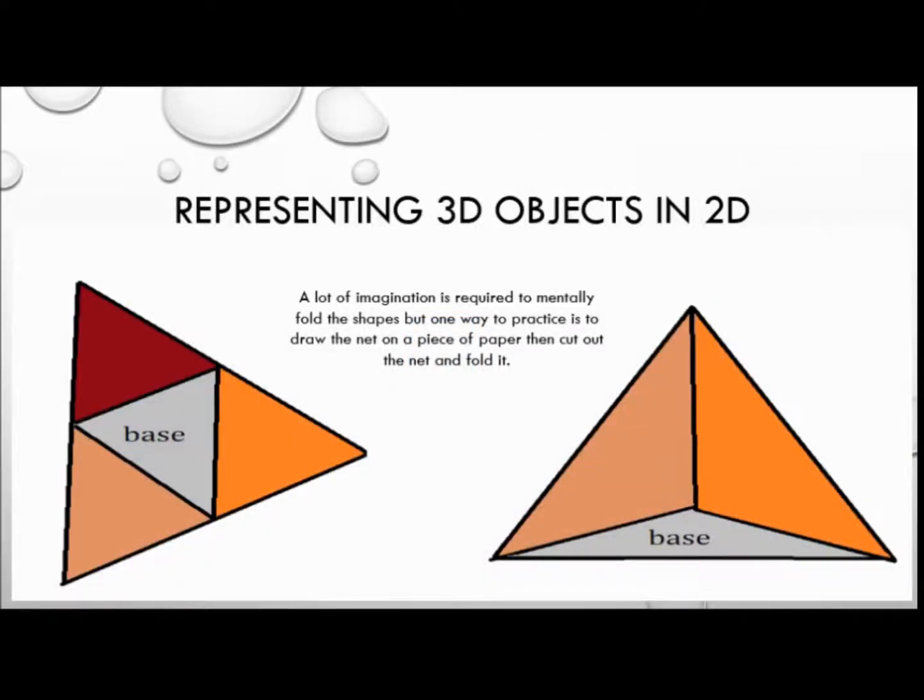Now, without physically cutting them out and folding them up, you have to use a lot of imagination to mentally fold the shapes. But one way to practice is to draw the net on a piece of paper, cut it out and fold it to help you visualize what's going on, and eventually you'll be able to just look at the net and see the shape.